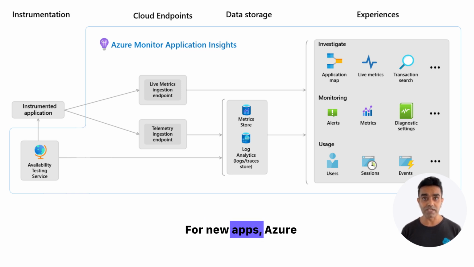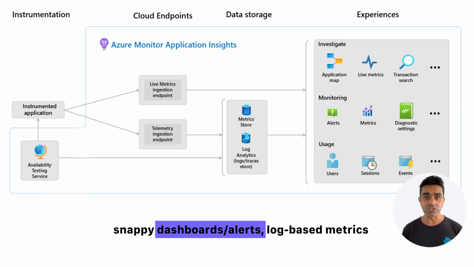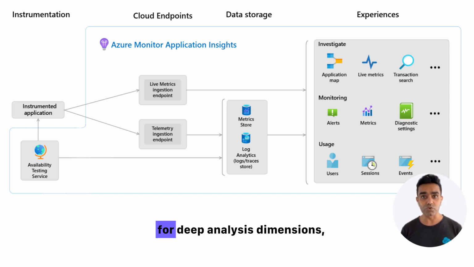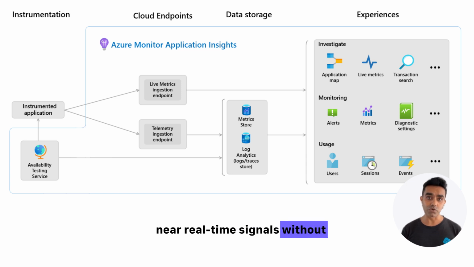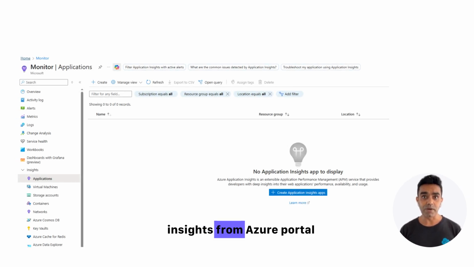For new apps, the Azure Monitor OpenTelemetry distro is the recommended path to send traces, metrics, and logs vendor-neutrally. You get standard, pre-aggregated metrics for snappy dashboards and alerts, log-based metrics for deep analysis dimensions, and custom metrics for app-specific KPIs. Live Metrics can show near real-time signals without storing telemetry. You can create Application Insights from the Azure portal through the Azure Monitor service.